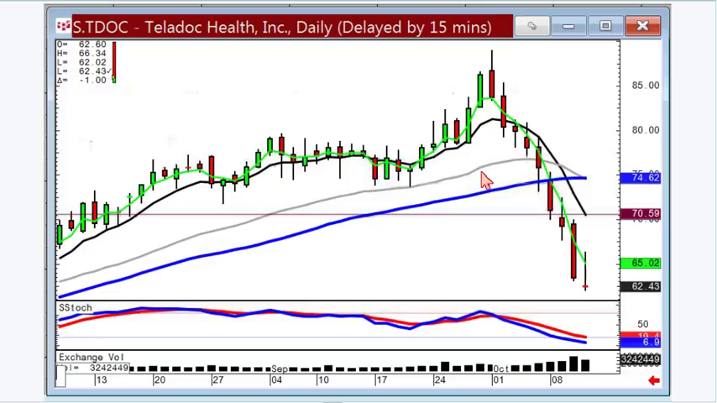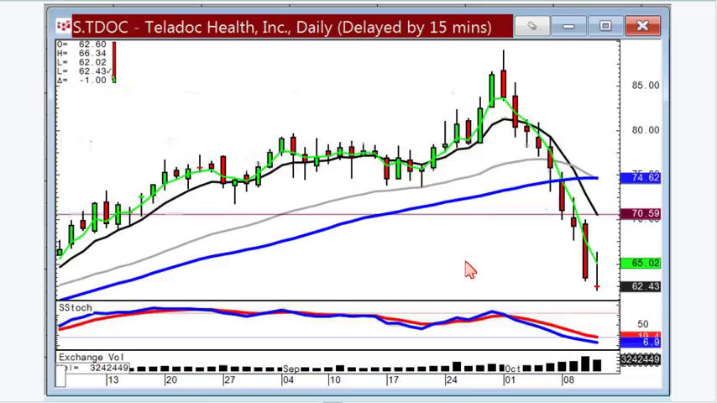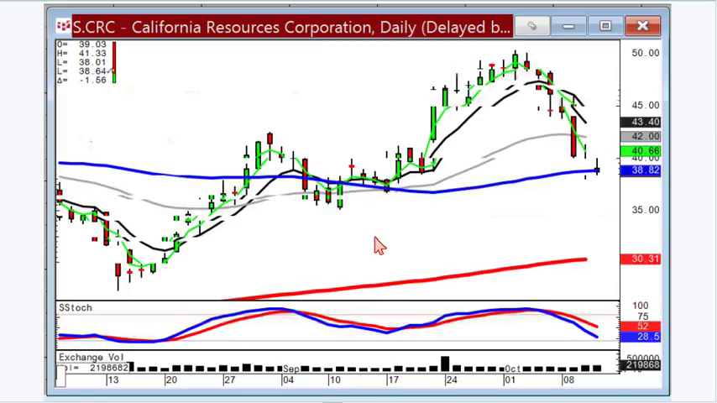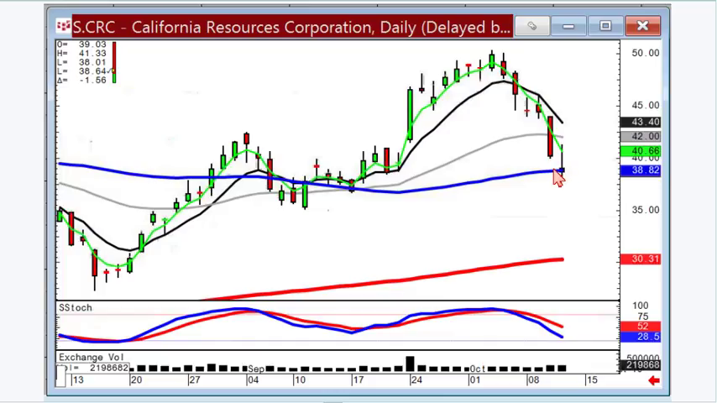And TDOC. Again, there's your dark cloud. There's your close below the T line. There's your doji in the oversold area. Same scenario. If this opens positive tomorrow after a doji in the oversold area, at least there are prospects of a bullish reversal, at least for a couple of days anyways. Same scenario on CRC, a doji, right smack dab on the 50. However, this one's not giving me as clear a reversal prospect because the stochastics are still not in the oversold area.